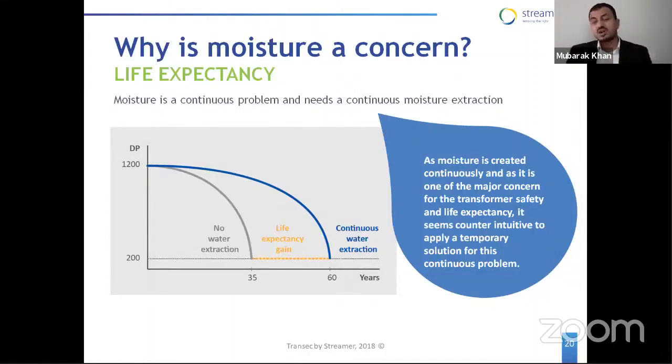Now, here I want to make a statement which is mentioned on the slide also. As moisture is created continuously and as it is a major concern for transformer safety and life expectancy, it seems counterintuitive to apply a temporary solution for this continuous problem. What it explains is that for removing the moisture, we are using a periodic moisture removal system. But since the moisture is produced inside the transformer continuously, we should try and implement an online moisture extraction system, not a periodic one.